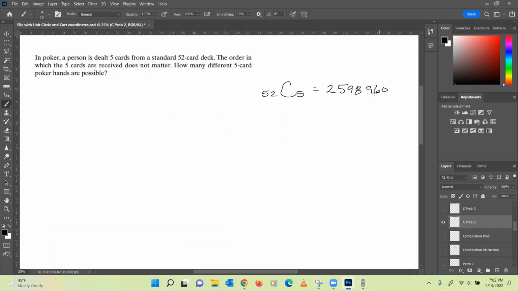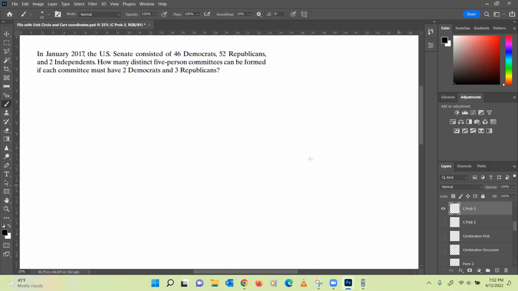2,598,960 different ways to get 5 cards. That's why poker can be so challenging. You've got so many hands available to you at the start when the cards are first dealt to you. Let's look at another problem here.